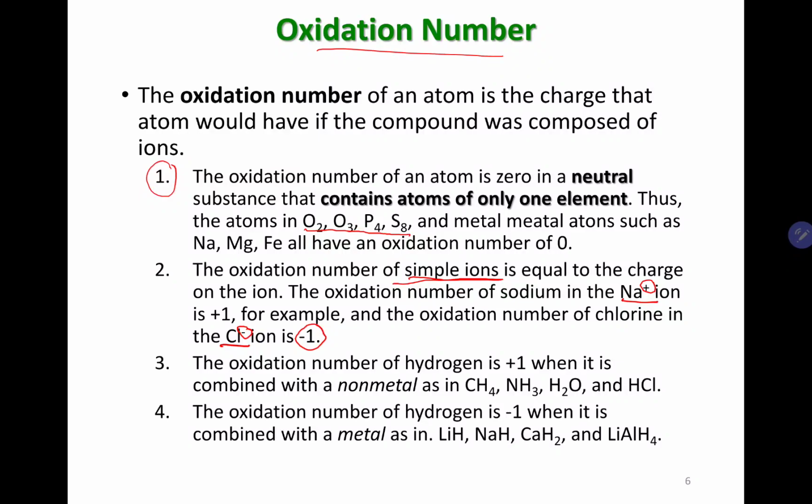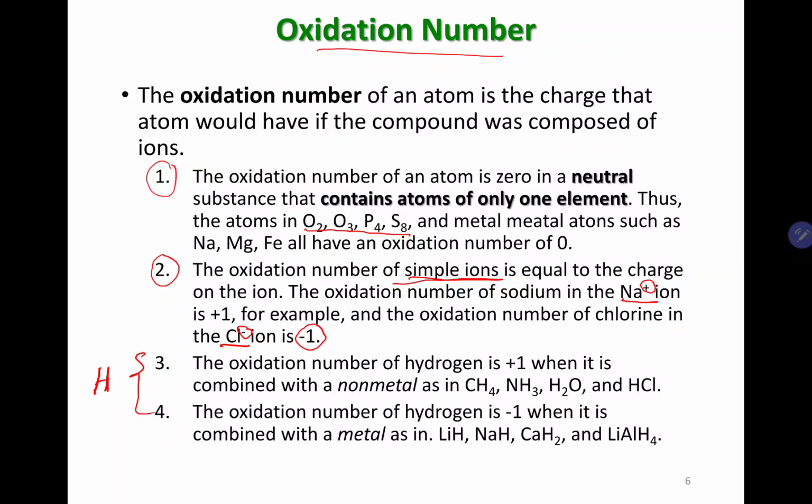So we went through rule number 1 and rule number 2. They are very easy rules. And then let's talk about rule number 3. Rule number 3 and 4 talk about an important atom, which is hydrogen.